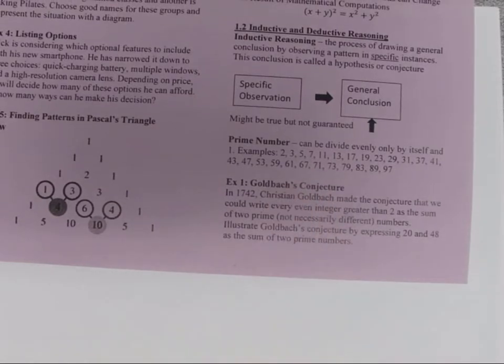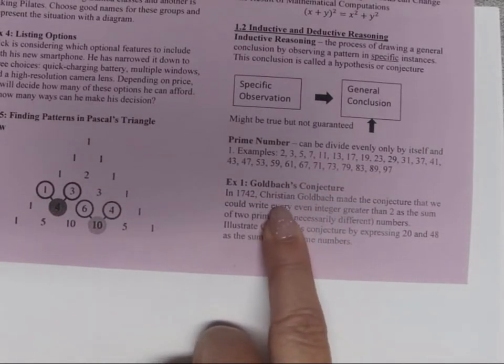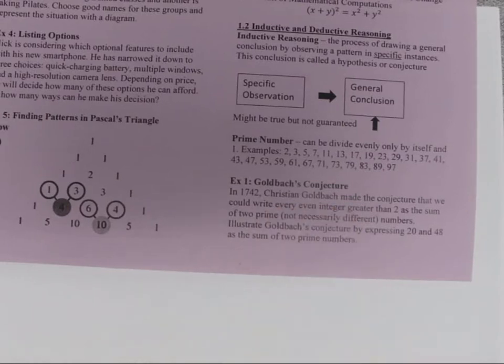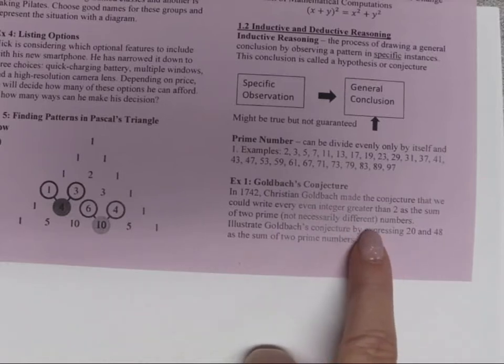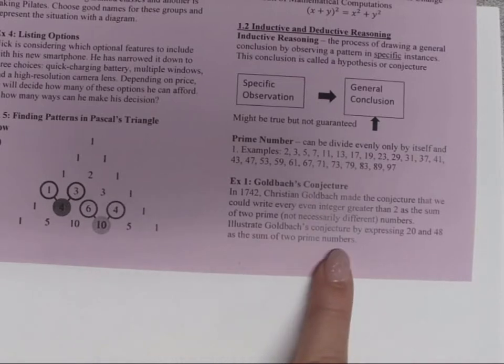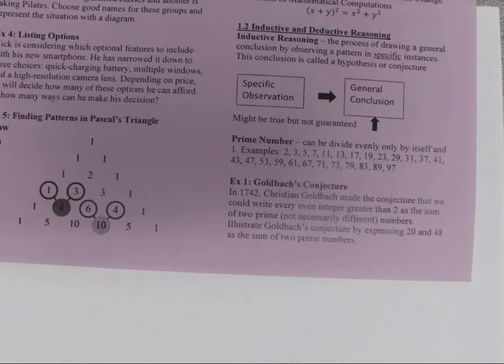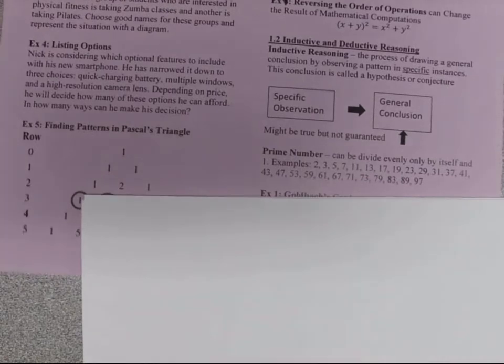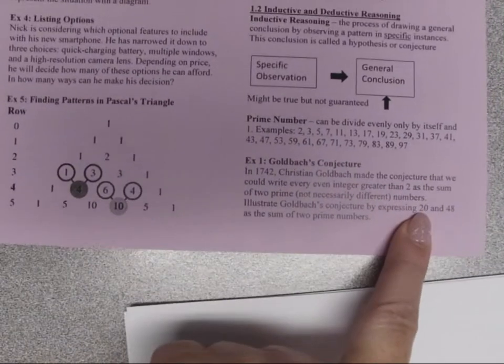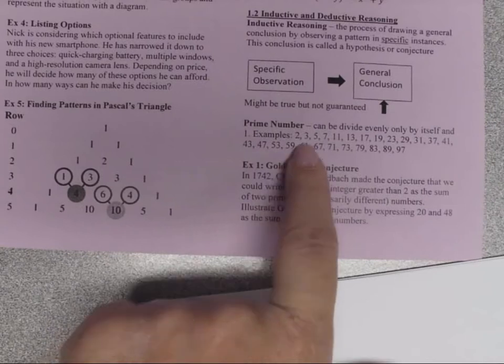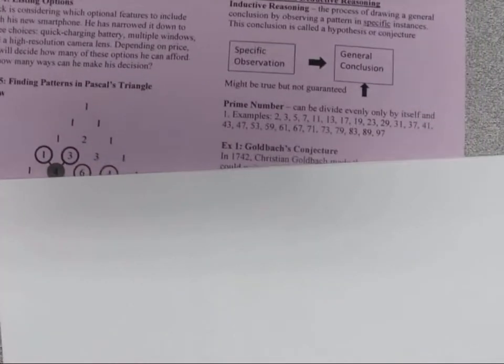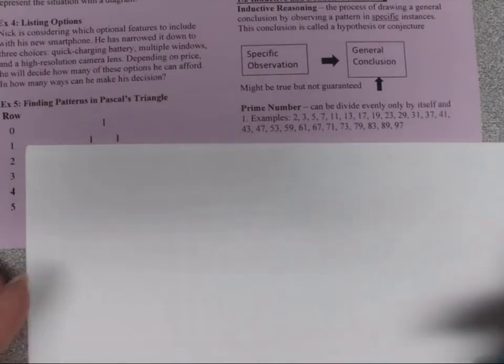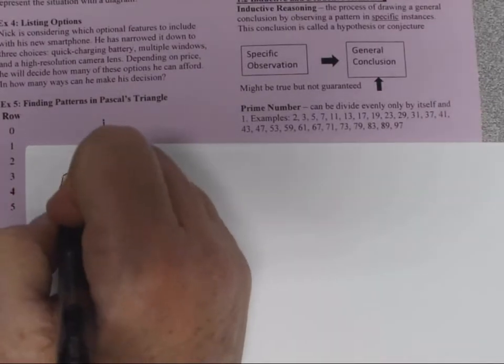Looking at Goldbach's conjecture, in 1742, Christian Goldbach made the conjecture that he could write every even integer greater than 2 as the sum of 2 primes, not necessarily different numbers. Illustrate Goldbach's conjecture by expressing 20 and 48 as the sum of 2 prime numbers. We've got the prime numbers listed there. Let me write example 1 here.